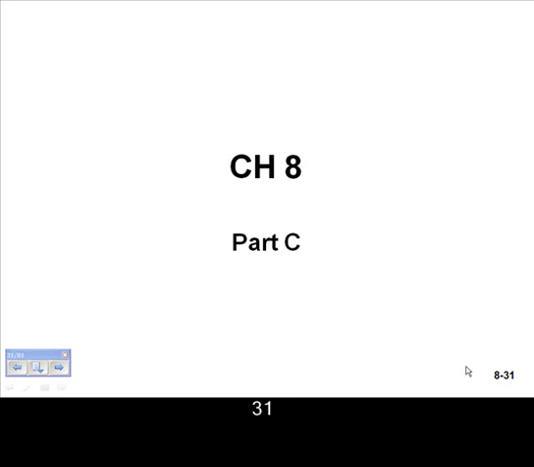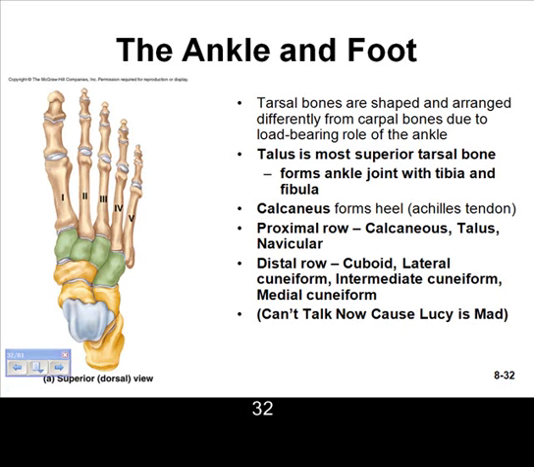With part C of chapter 8, we will finish up with the ankle and the foot. So notice that the tarsal bones are arranged a little bit differently than your carpal bones. One reason for that is that your wrist or carpal bones are there to allow the hand itself to move around. The tarsal bones are there for support.